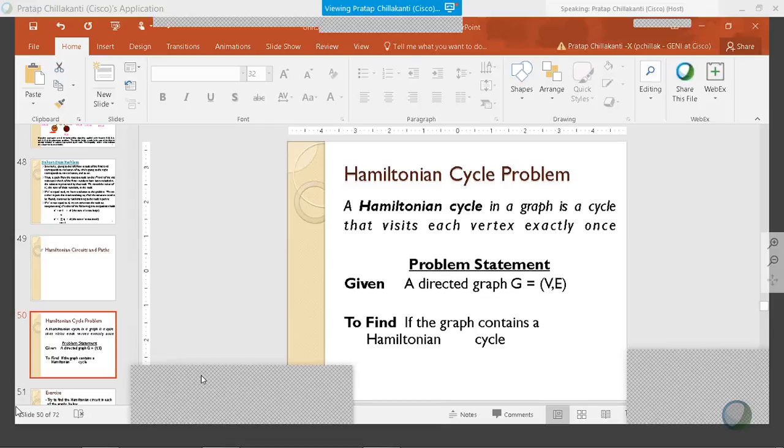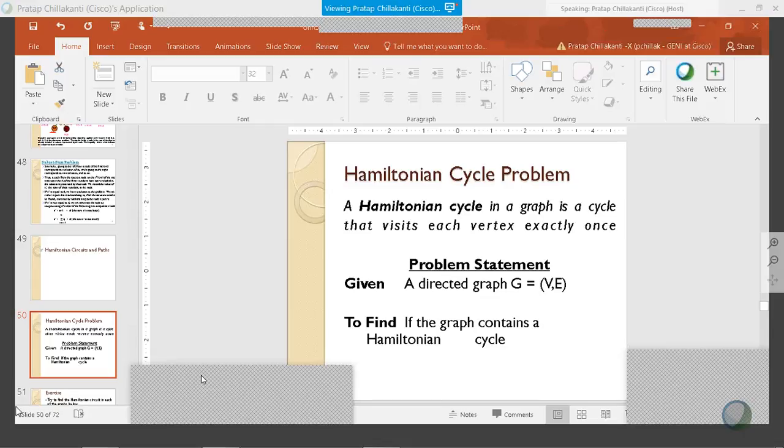So here is the definition of a Hamiltonian cycle. Just focus on the definition, not the problem statement part. We'll come back to that later. What is a Hamiltonian cycle? It's a graph. A Hamiltonian cycle in a graph is a cycle that visits each vertex exactly once.